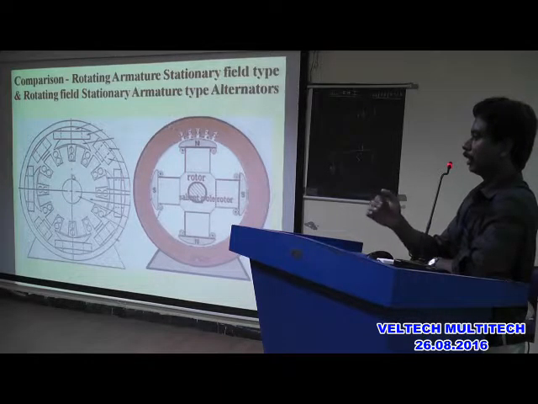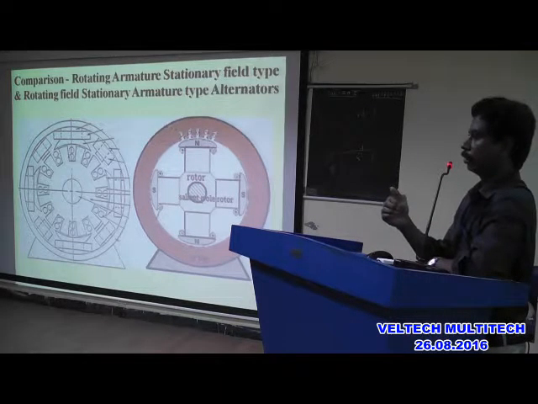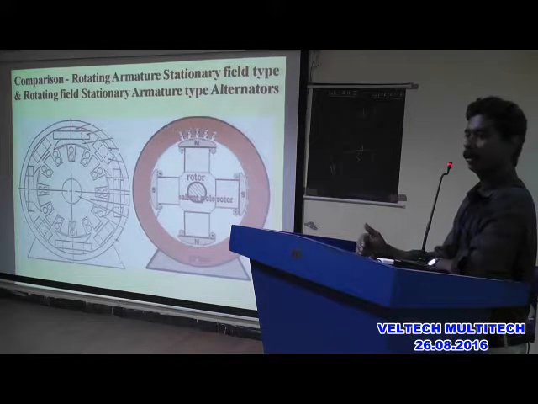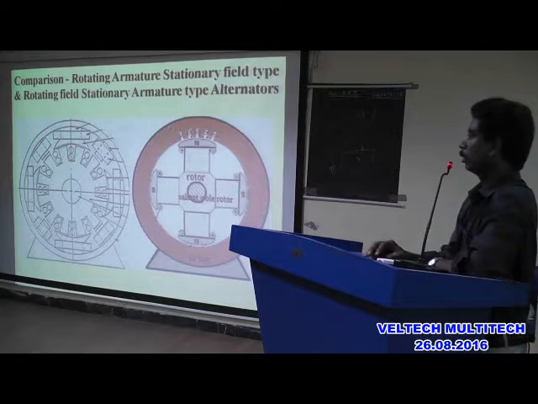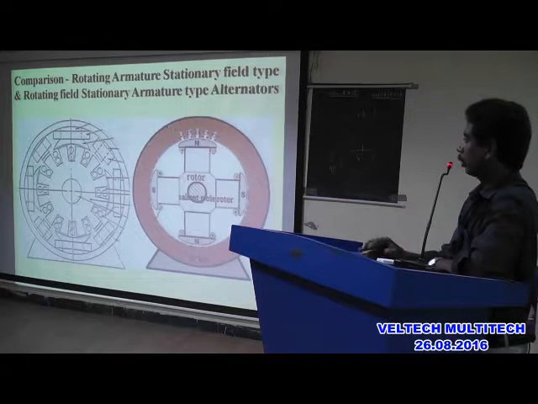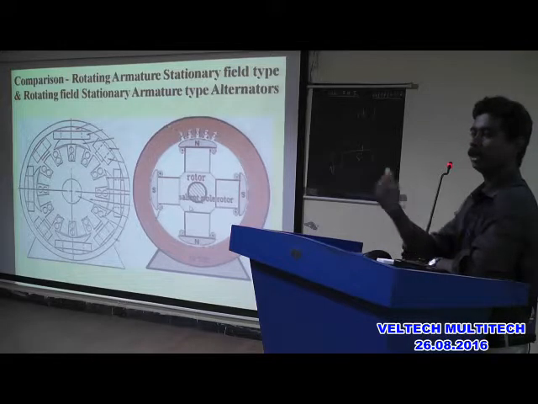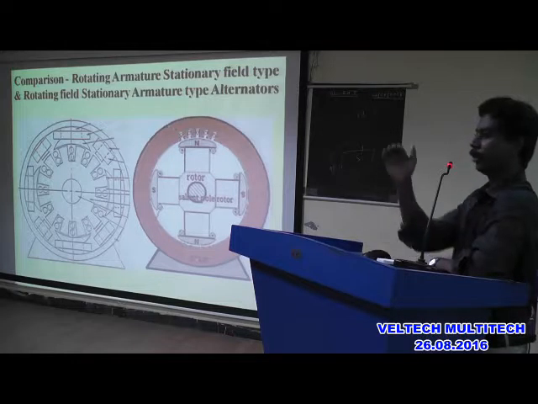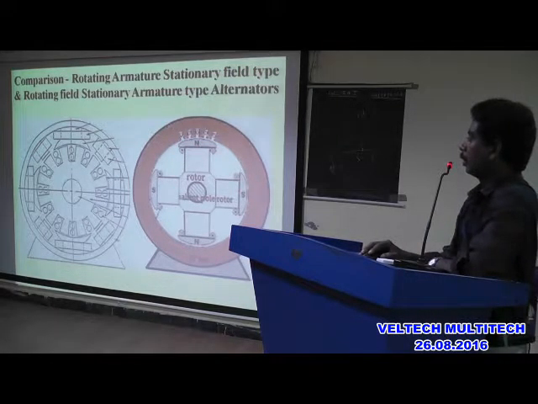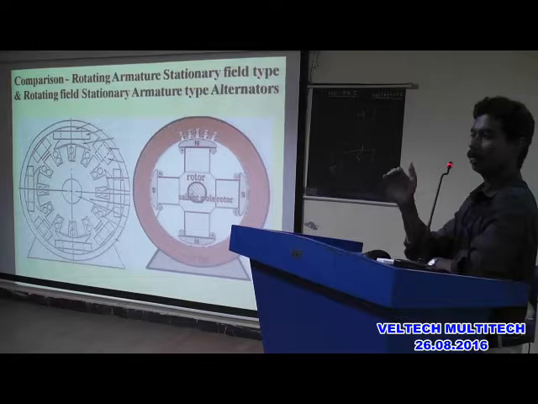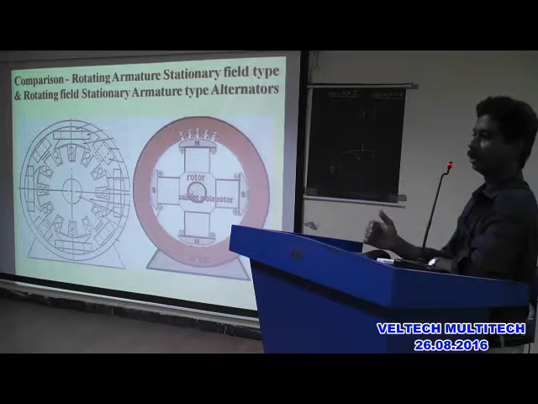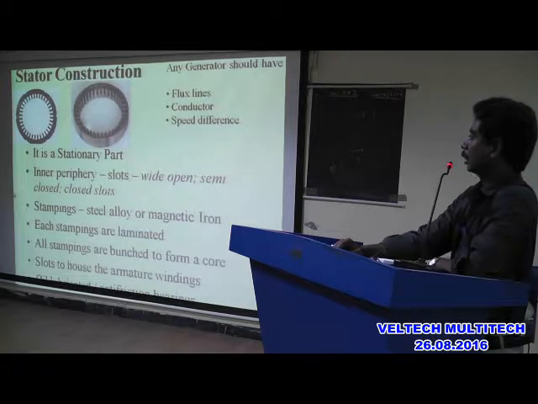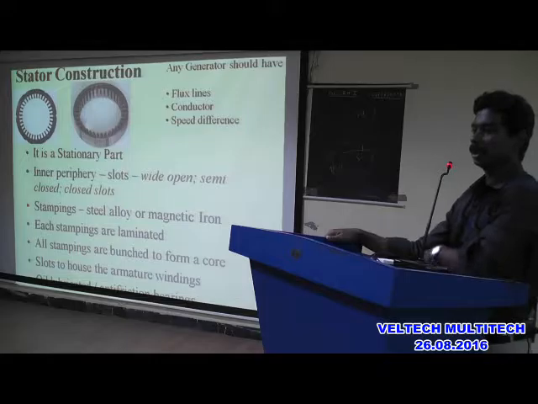So we are collecting that 11 kV from the rotating part. That means there is a spark between the brush and the slip rings. But in case of rotating field, stationary armature, normally the DC voltage we will give is 110 volt or 220 volt. Compared to 11 kV, this field voltage of 110 volt or 220 volt is less, so lesser spark. Okay, so this is the comparison.